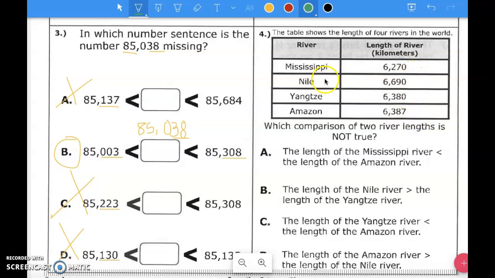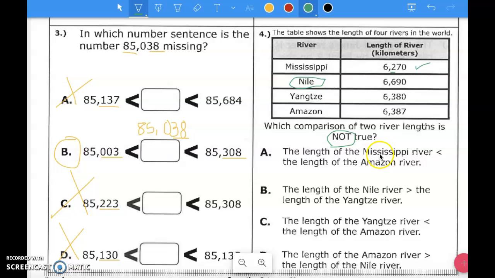Which one is the greatest? The Nile is the greatest. I need to identify which one is the shortest river. So that will be, this one is the shortest one because it has 270. Okay. Which comparison of two river lengths is not true? We're looking for not true.